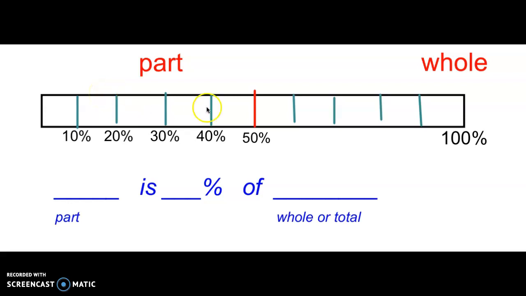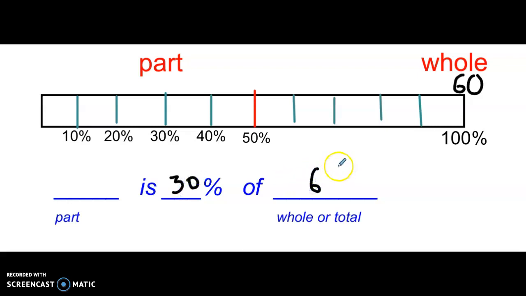Here is our review of our classwork from Thursday. We have a percent bar here, and I'm going to put in a certain whole number. In this case, it's going to be 60. That's 100%. And we're going to try to find what 30% of 60 is. So we're trying to find the parts. We want to know what 30% of 60 is.